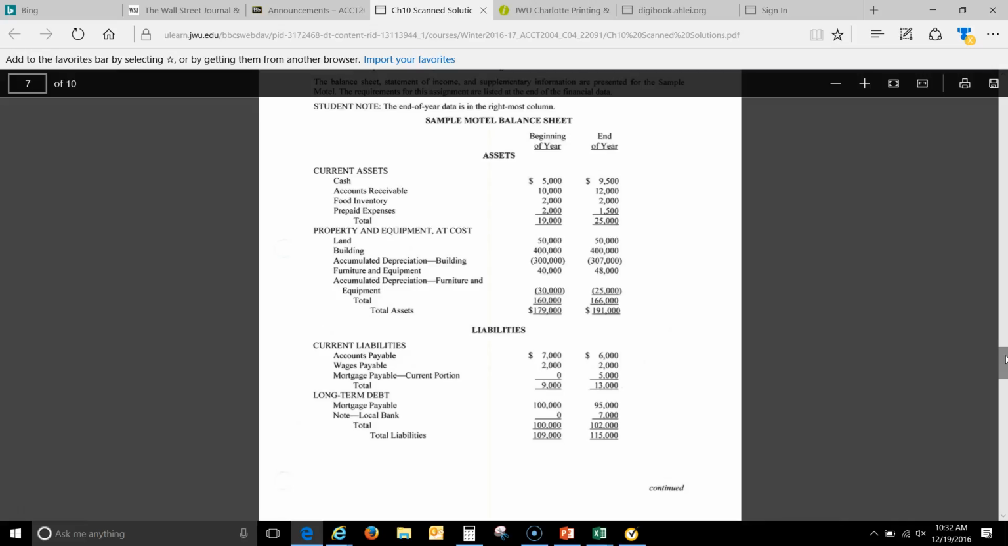Okay, so we're going to take 25 divided by 13. Now, if we wanted to compare that to last year, do we have the information that we need? Yes, we do. If we wanted to calculate last year, what numbers would we use? 19 and 9. Good, 19 over 9.